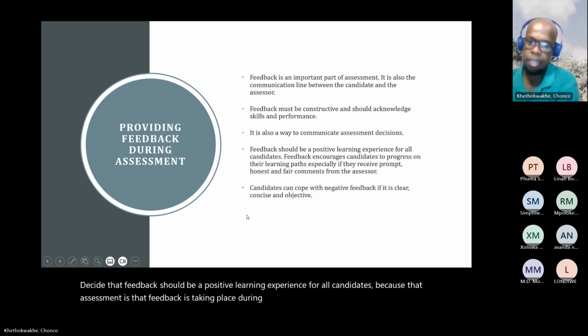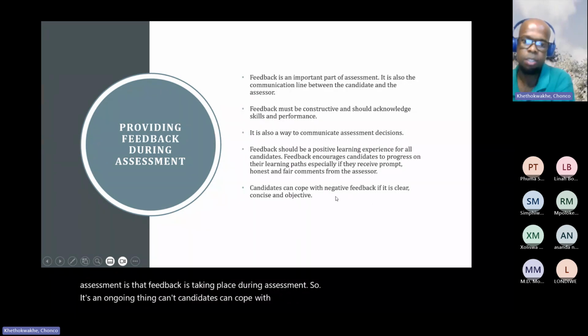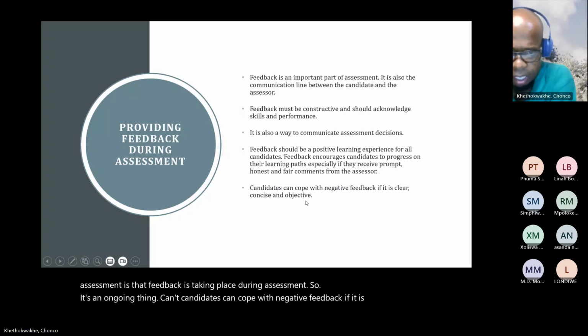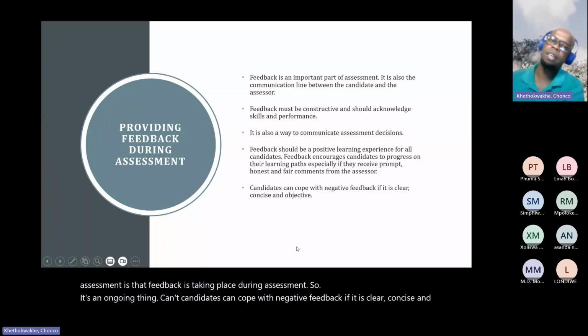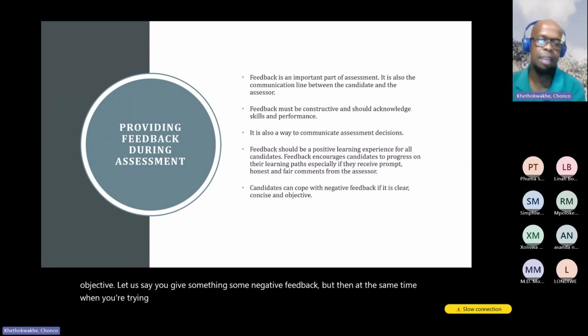So it's an ongoing thing. Candidates can cope with negative feedback if it is clear, concise, and objective. Let us say you give some negative feedback, but then at the same time, what you are saying really doesn't make sense. It can lead to confusion.